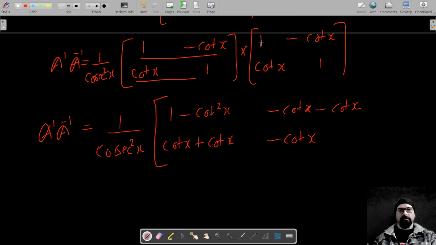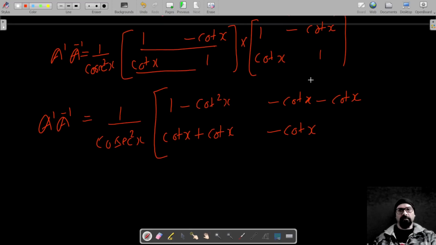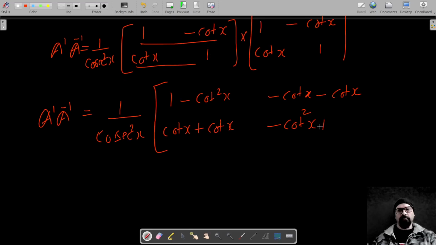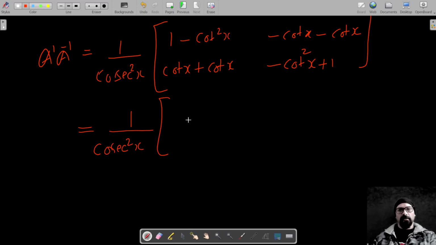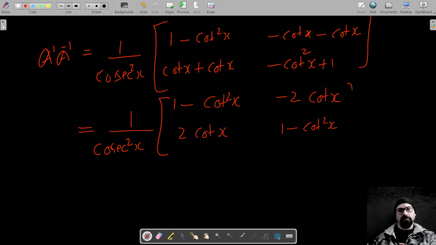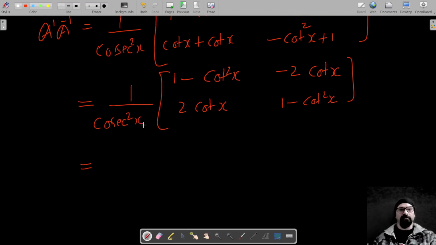So cot x, this is cot x and cot x. So this is cot x into cot x is cot square x, and 1 into 1 is 1. Okay, finally we can write it as 1 upon cosecant square x, and 1 minus cot square x, 2 cot x. Okay, this is now 1 minus cot square x, minus 2 cot x. This is 2 cot x, and this is 1 minus cot square x, and this has to be divided by cosecant square x.